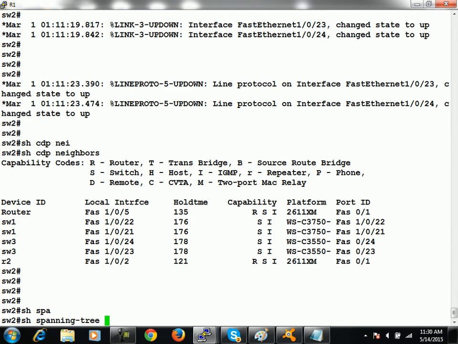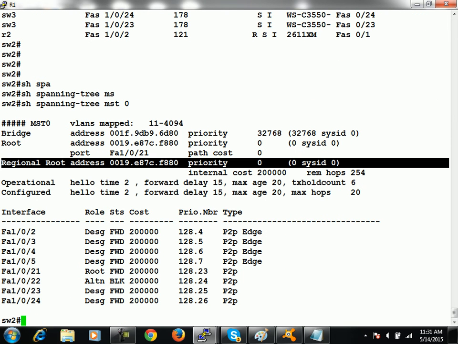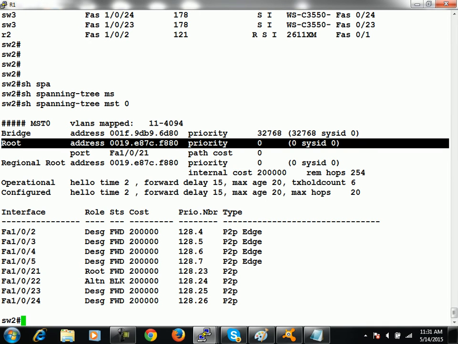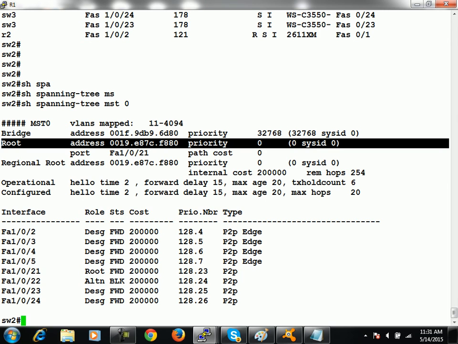Now we can move on to switch 2. So spanning tree MST 0. Now it will show you two things: regional root and main root. Switch 2 will be showing you regional root and main root for CIST. So this time you can see both of them are the same. You know why? Because switch 2 is in region A, and in region A we have the root bridge for CIST as well, which is switch 1. So switch 1 is working as the regional root bridge as well as the inter-region root bridge. That's why here you can see that the regional root is the bridge ID of switch 1 and the main root bridge ID is also the bridge ID of switch 1. And RP is 21.